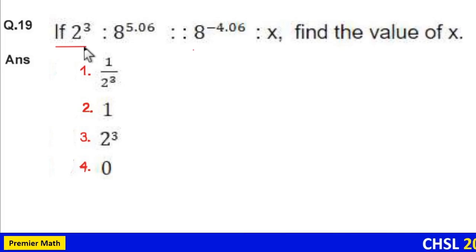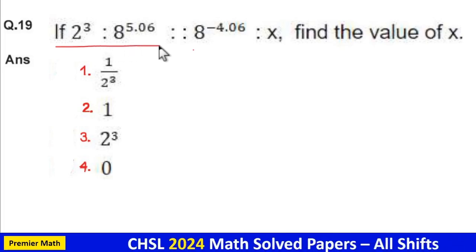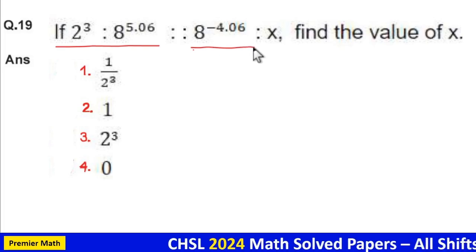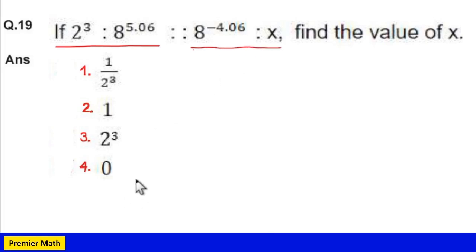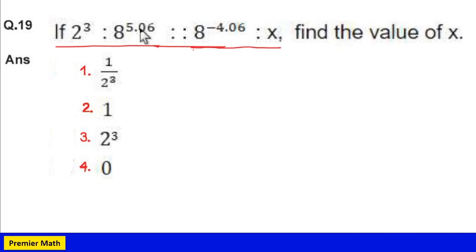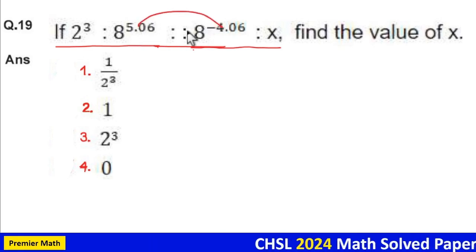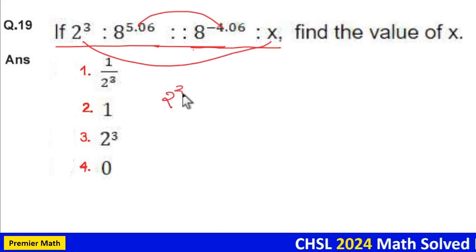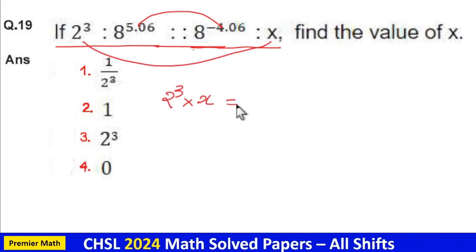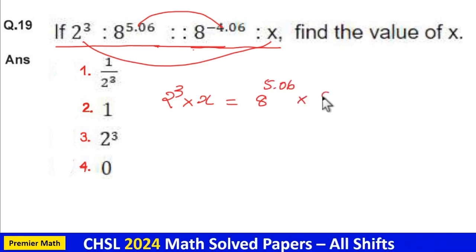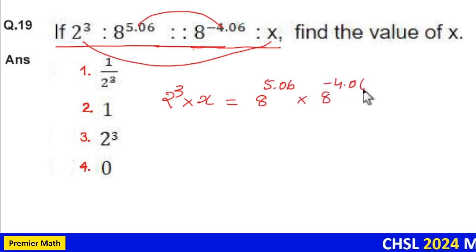If 2 cube is proportional to 8 raised to 5.06 as 8 raised to minus 4.06 is proportional to x. Here, in this case, the product of the inner terms is equal to the product of the outer terms. That is, 2 cube into x is equal to 8 raised to 5.06 into 8 raised to minus 4.06.